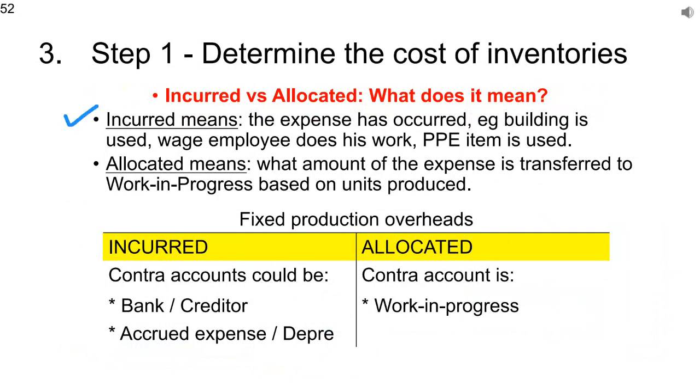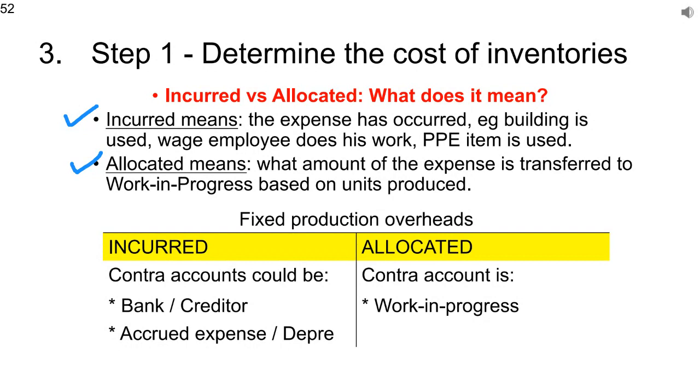So I want to talk about the difference between incurred and allocated costs. Because we're using the accrual principle in accounting, incurred costs means costs that we need to pay, or costs that have been paid. So when your landlord sends you an invoice for rental, that is incurred. But you have not yet allocated it to the different food products that you've made.